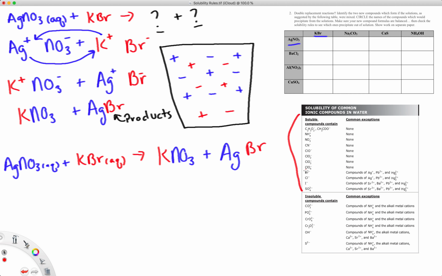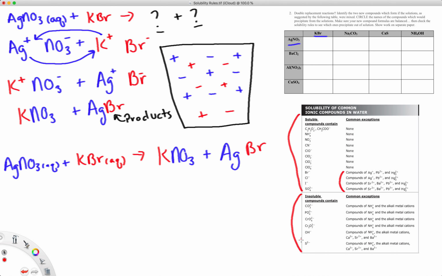So we always start off assuming that compounds containing these ions are soluble, but if you notice over in this second column up in the top half, it says common exceptions. Down here at the bottom, 4 of these ions have exceptions. If any of these 4 ions, bromine, chlorine, iodine, or sulfate, are in compounds with these other ions that are listed as exceptions, then they're no longer going to be soluble in water.